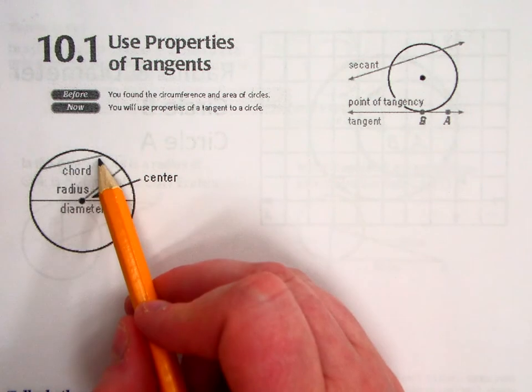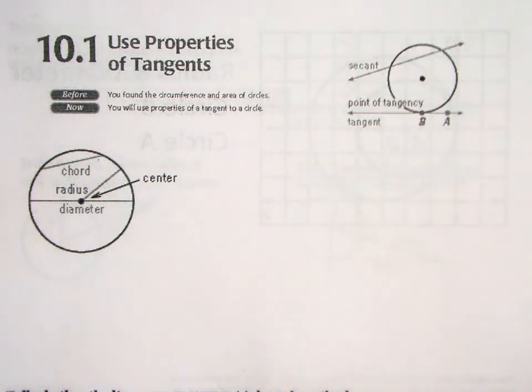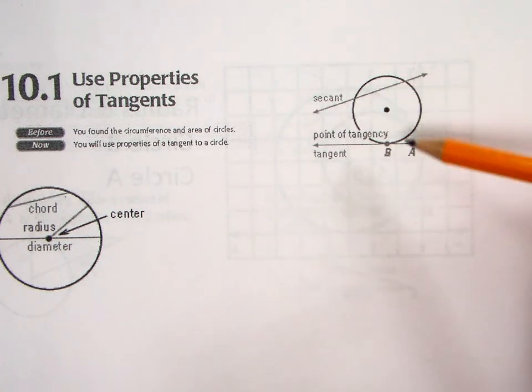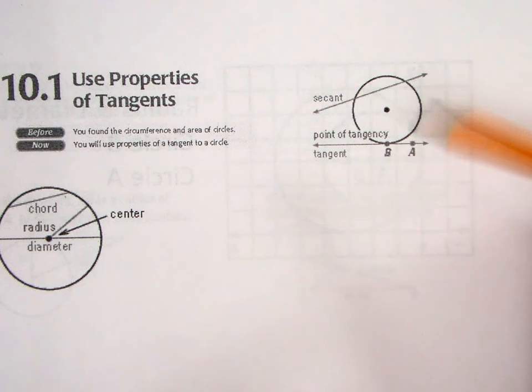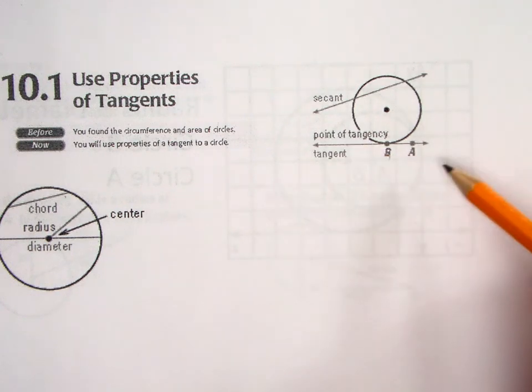And then you have a chord, which is like the diameter but does not go through the center. What you also have is a secant, which is a line that crosses the circle at 2 points. And then you also have a tangent, which crosses the circle at exactly 1 point. It is denoted by a point. Here it is the point B, which is called the point of tangency, and another point that is not on the circle.